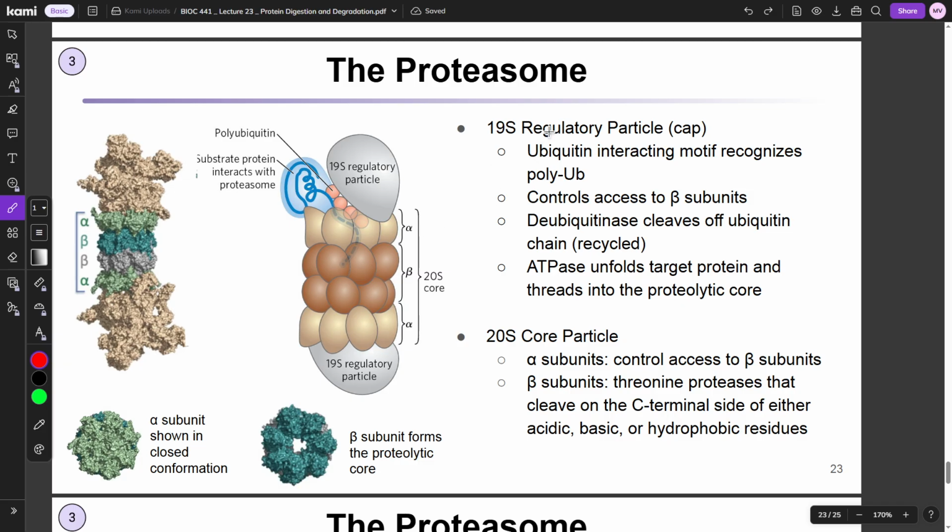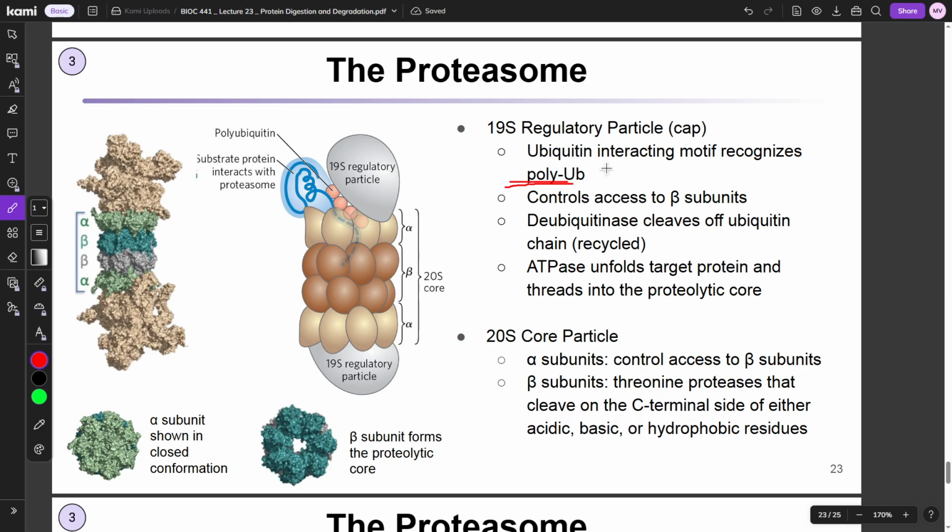So, for the 19S regulatory subunit, what we do is we have ubiquitin first has to interact with a motif that recognizes this polyubiquitin tag. So the 19S subunit has like this binding site for this polyubiquitin thing. And it's basically a thing that controls access to the beta subunits, right? It basically stops the beta subunits from just eating anything.